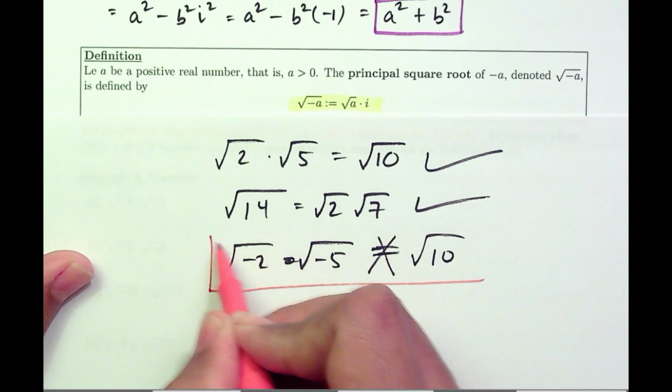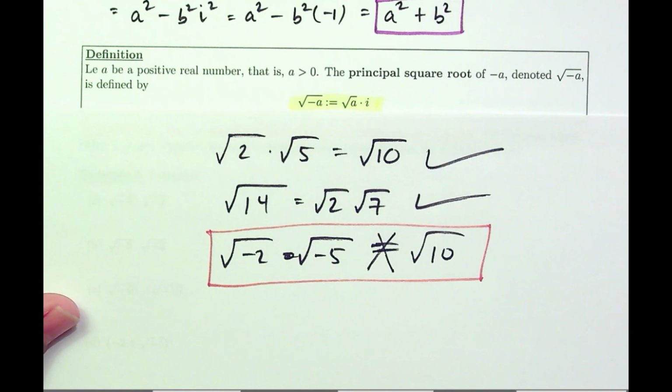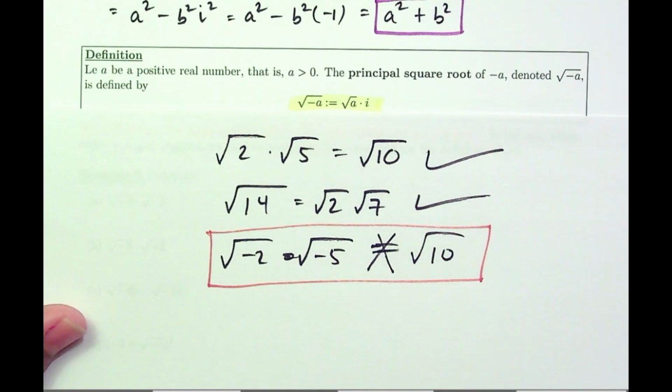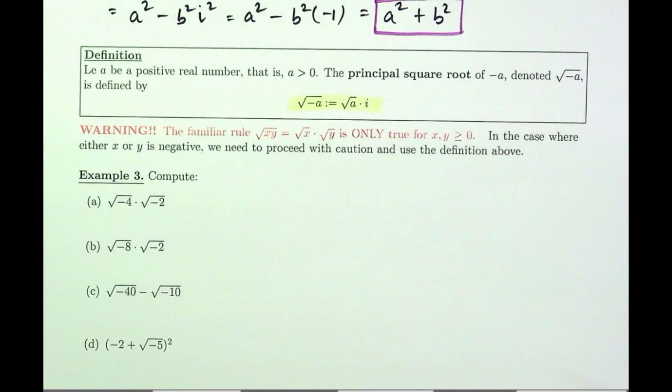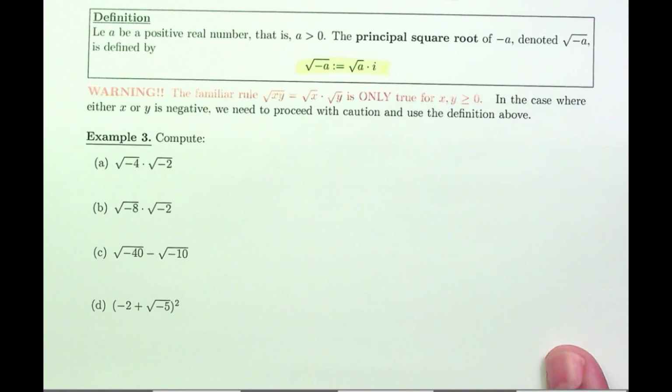So how do you do that then? How do you combine these? Well, the trick is to first use this translation and then work with them. So here is how you would do it with these concrete examples. Square root of negative 4 times square root of negative 2.